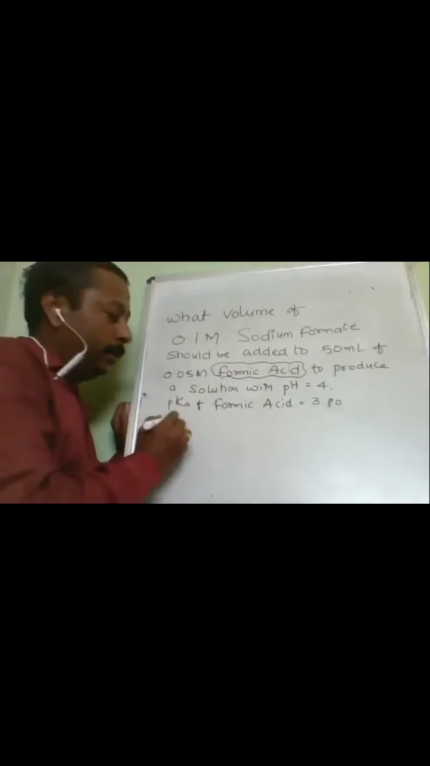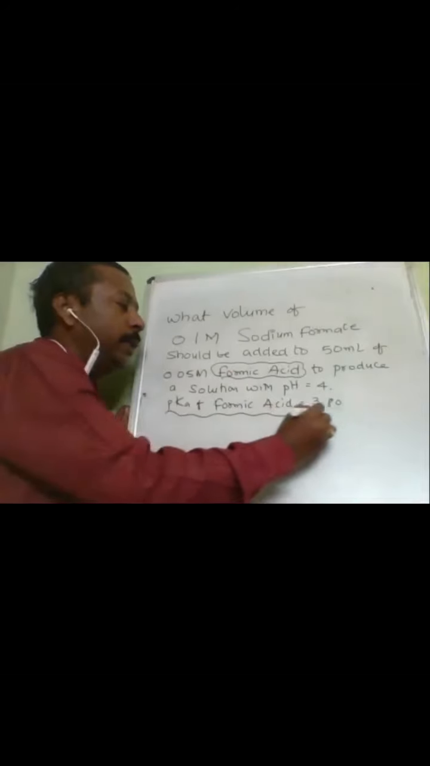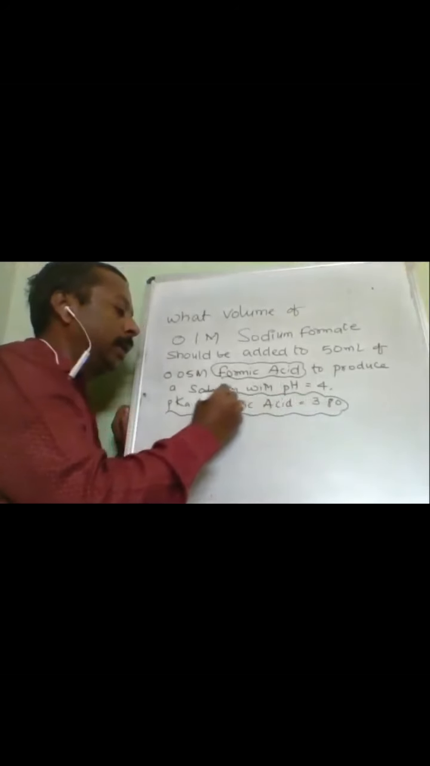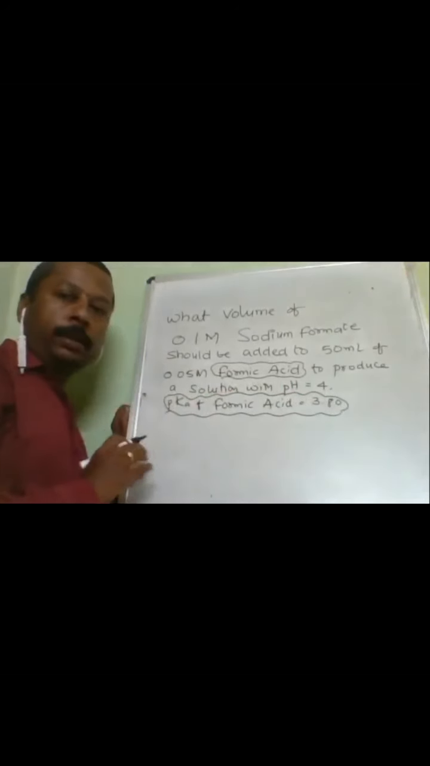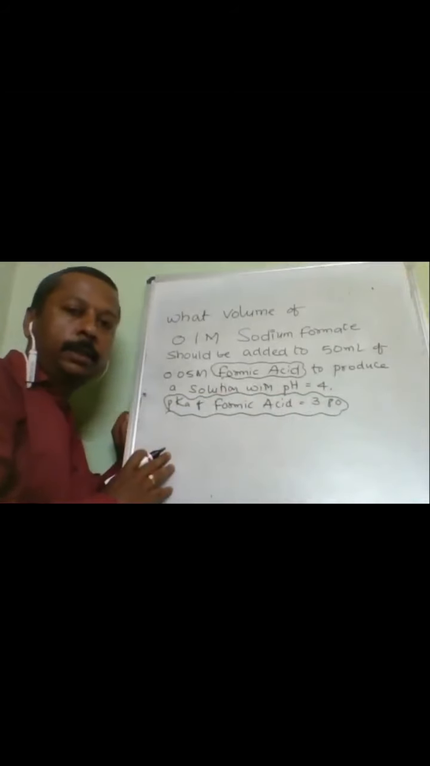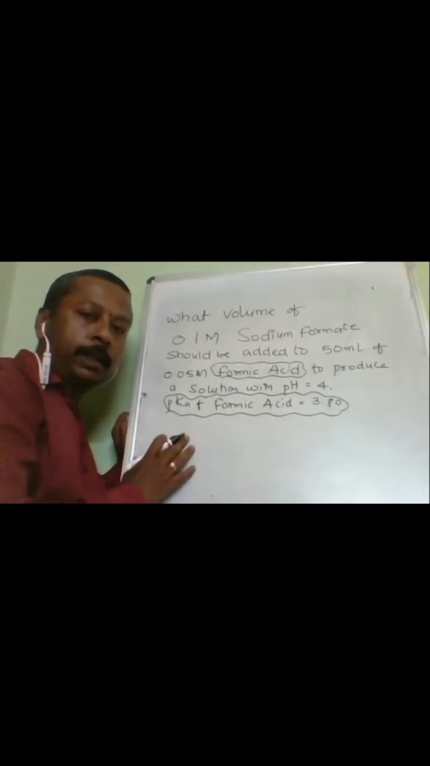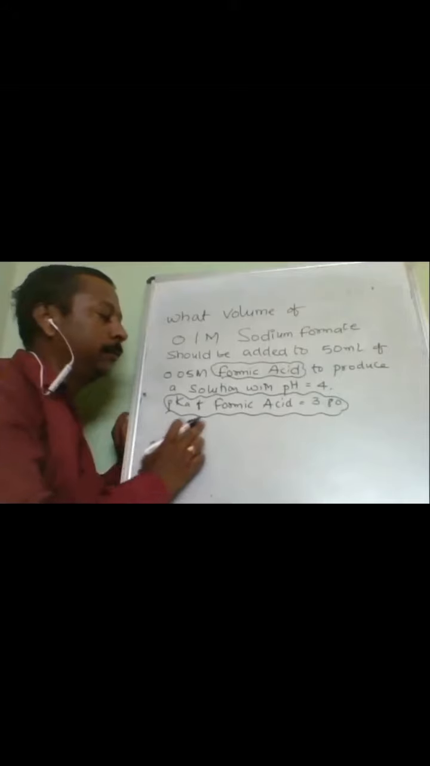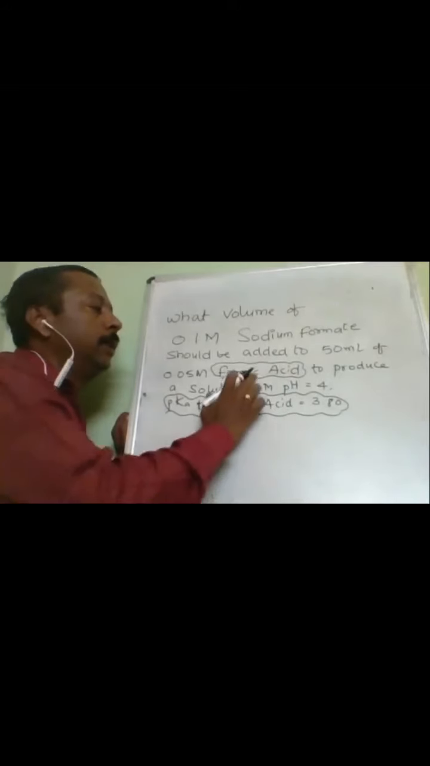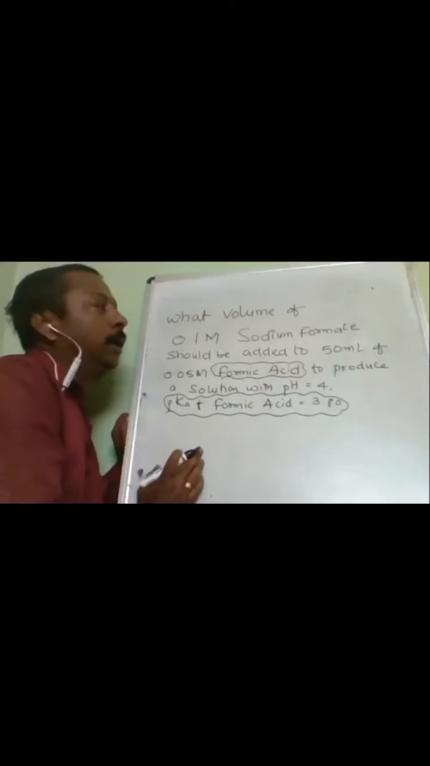Whenever Ka or pKa is given or asked, confirm that it is a weak acid. If pKb is given, that means it is a weak base. If Kb is given, it is a weak base. If Kb is asked, it means weak base. If Ka is asked, it means weak acid. Likewise, you can understand from the question itself. So pKa is given for formic acid, that means it is a weak acid.